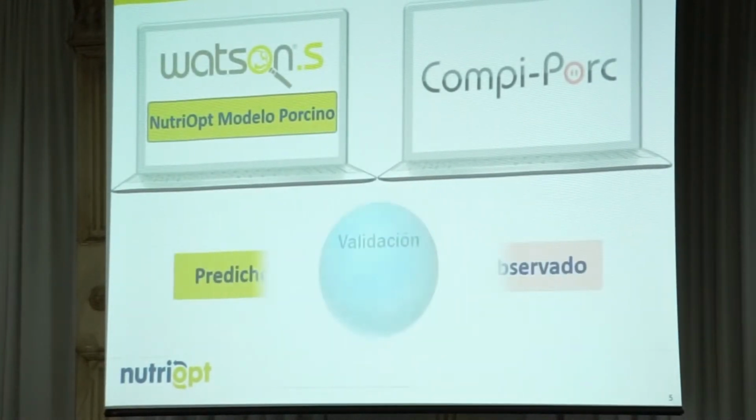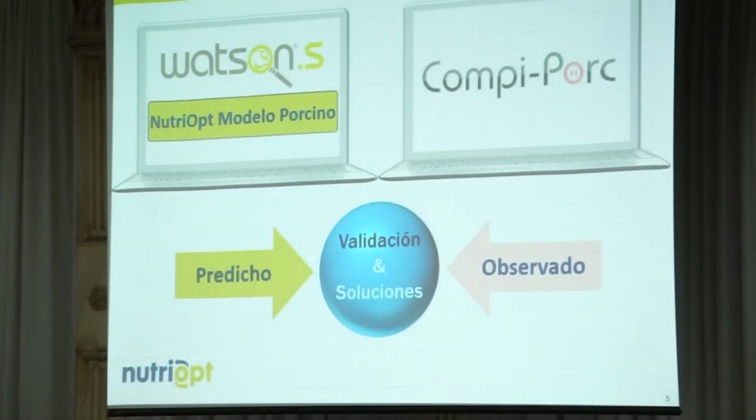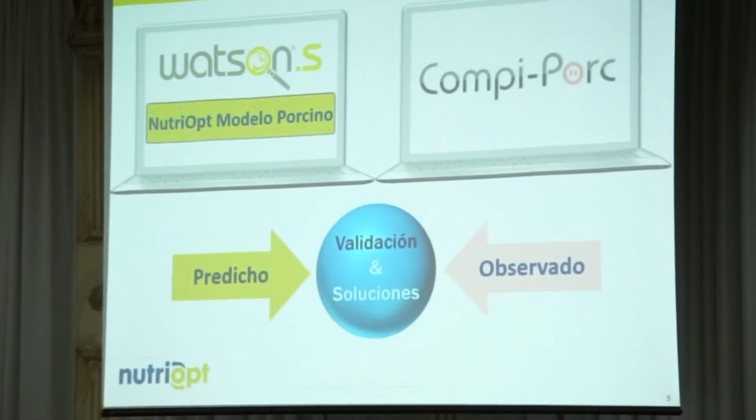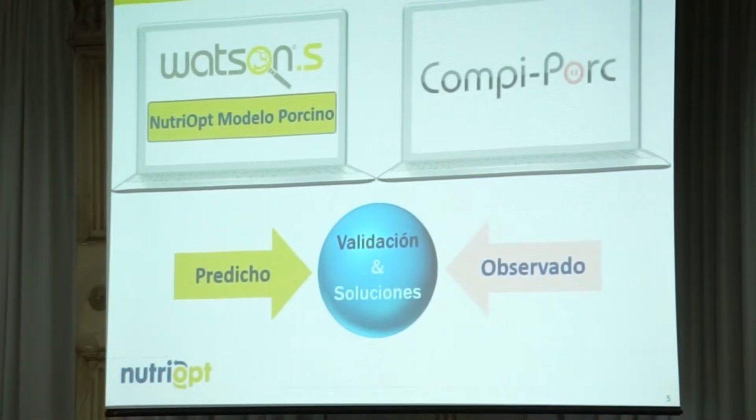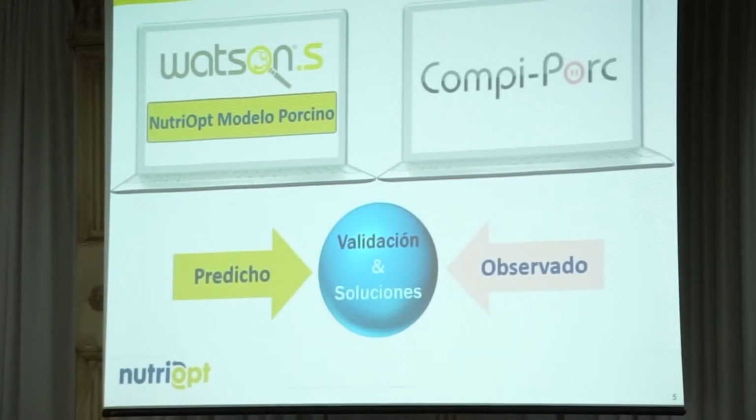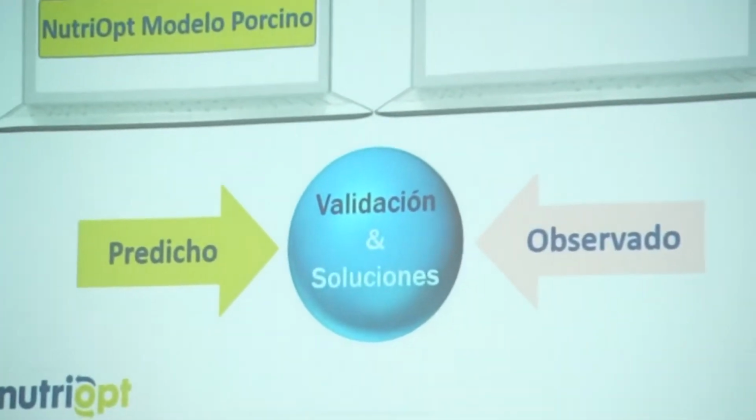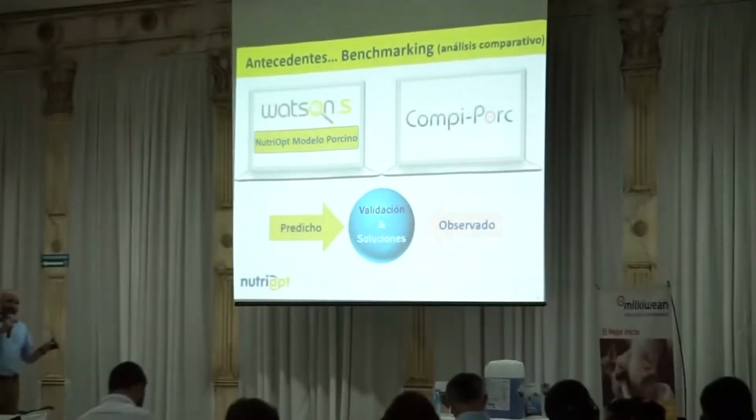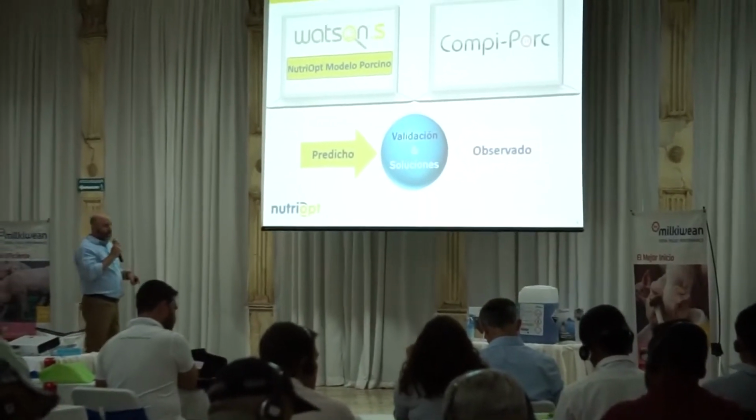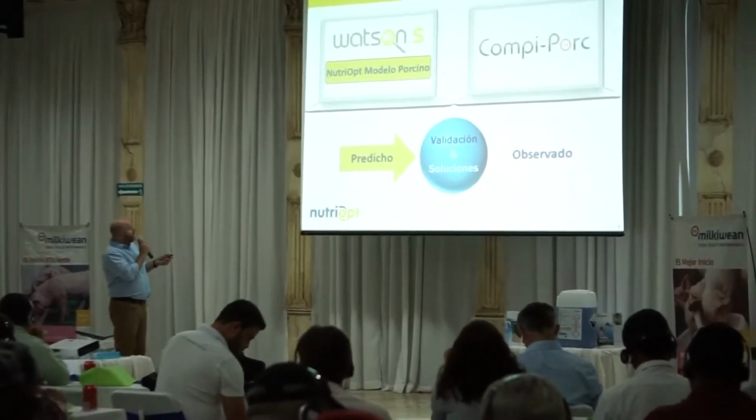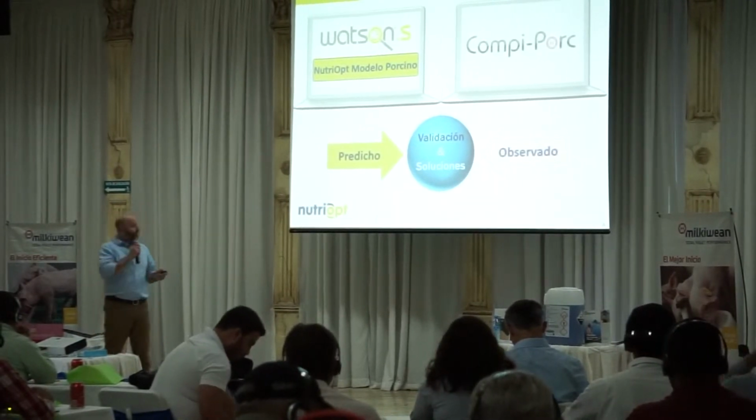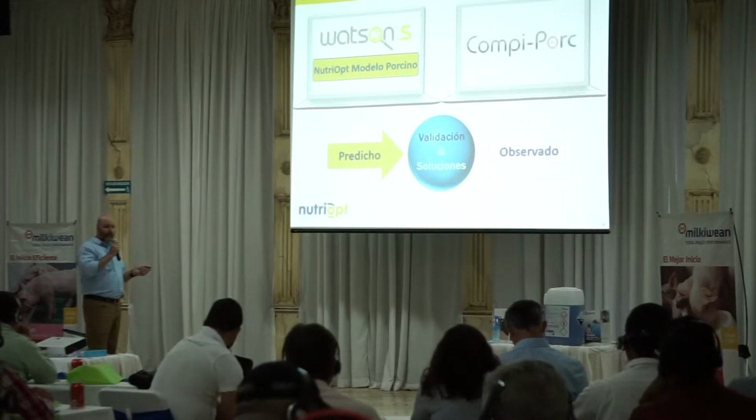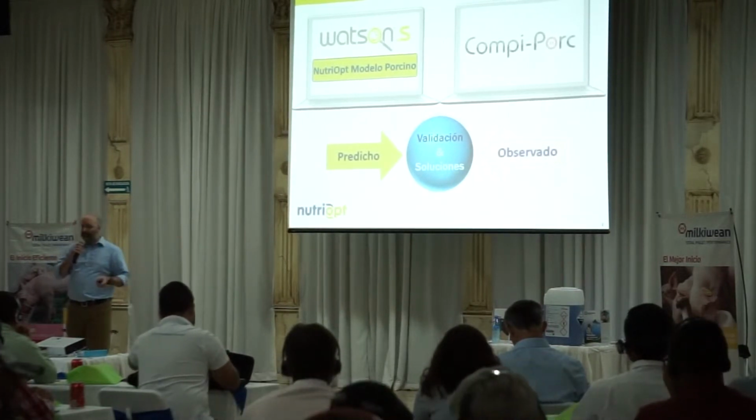Another aspect of the model is benchmarking. So we use a benchmarking tool called CompuPoint, and CompuPoint allows us to observe and to catalog results from production farms. So we can take all the results over the course of days, months, years, put them into this program, and look at what the actual results are. Then we can compare that to the predicted results from the model for those same farms, and we can validate and come up with solutions for that producer.